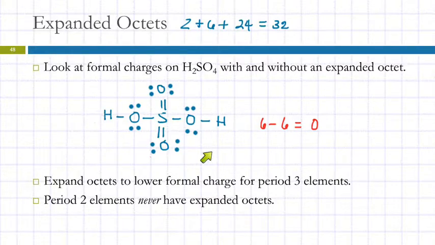This is the correct Lewis structure for sulfuric acid. Sulfur expands its octet to lower the formal charges. So period 3, period 4, 5, 6, 7, that can happen. Period 2 elements, never, ever. They have nowhere to expand. Any questions?